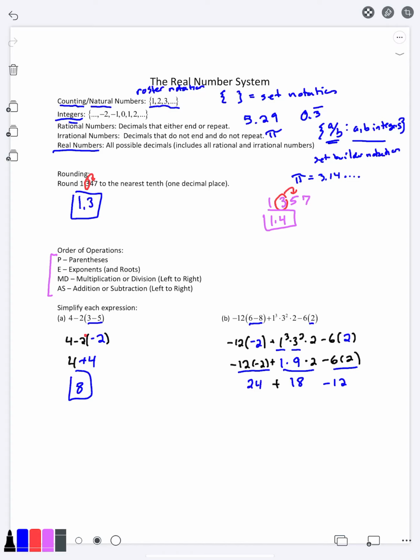And then we do all of our adding and subtracting left to right. 24 plus 18 would be 42. 42 minus 12 is 30. And that would be the answer to that problem.